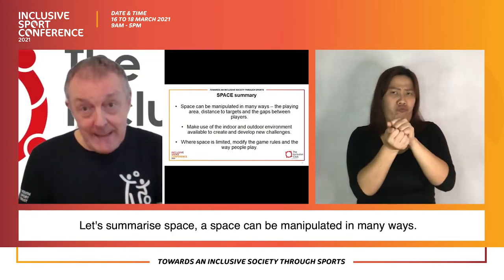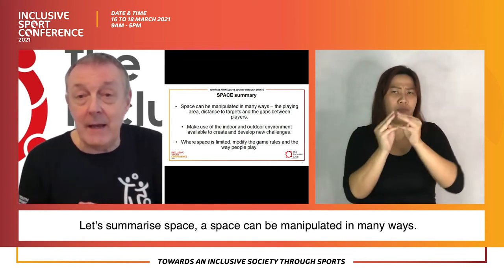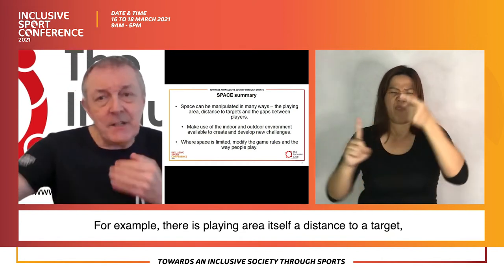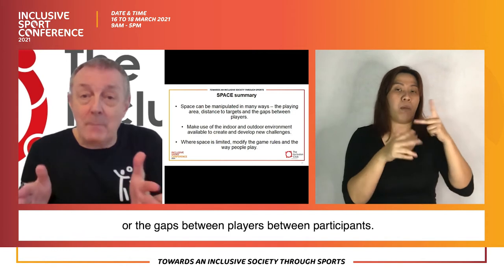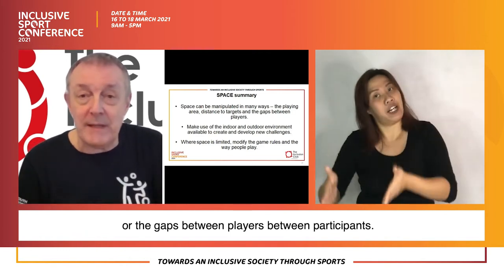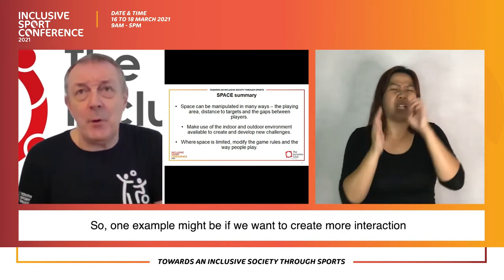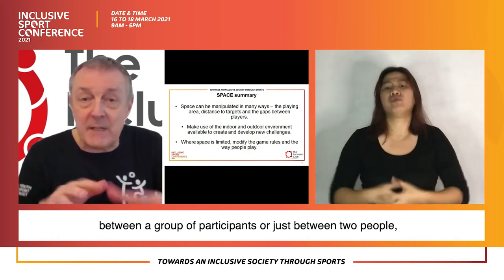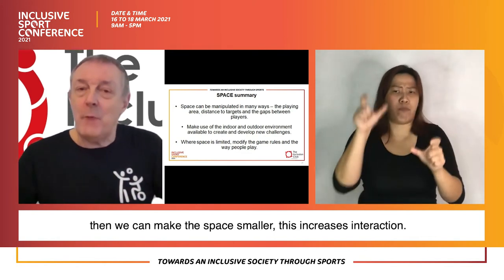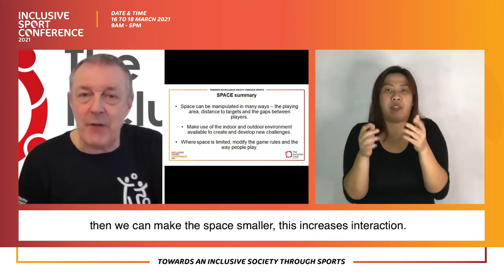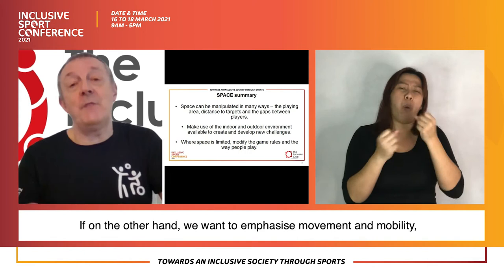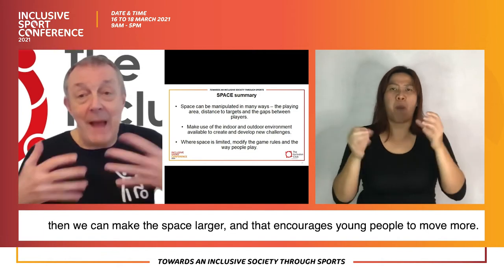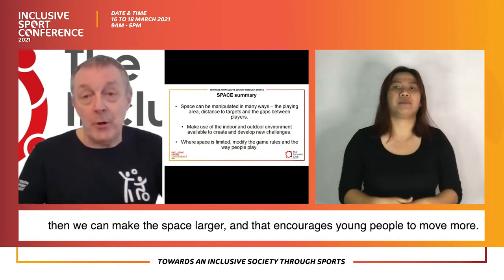So let's summarize space. Space can be manipulated in many ways. For example, this playing area itself, distance to a target, or the gaps between players, between participants. So one example might be if we want to create more interaction between a group of participants or just between 2 people, then we can make the space smaller. This increases interaction. If, on the other hand, we want to emphasize movement and mobility, then we can make the space larger. And that encourages young people to move more.